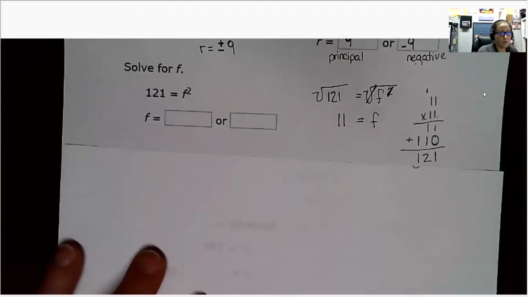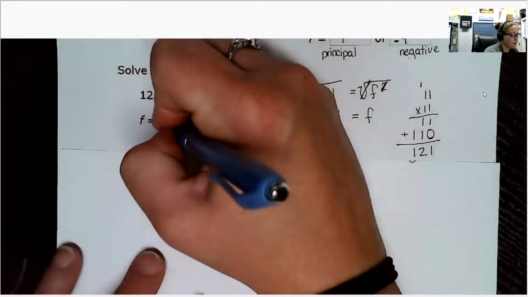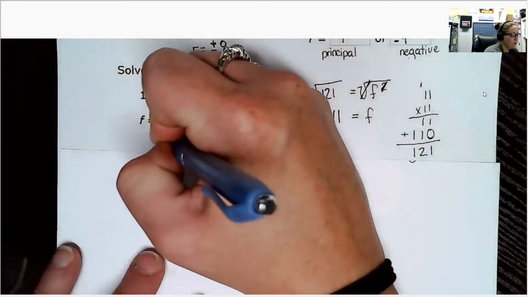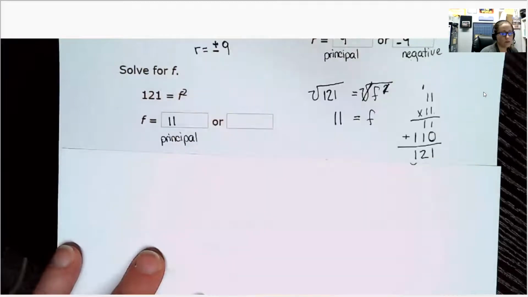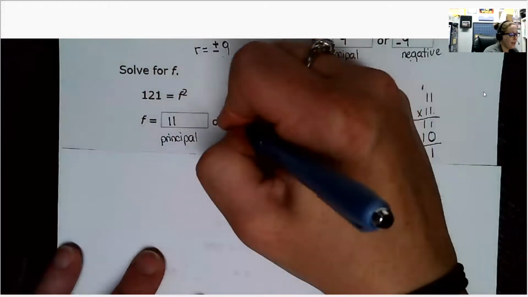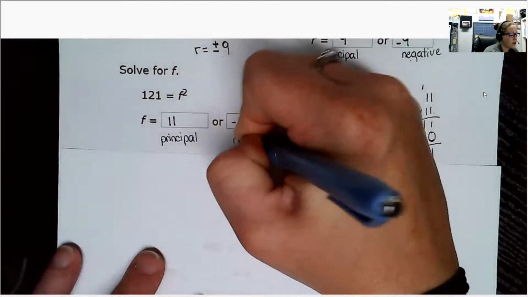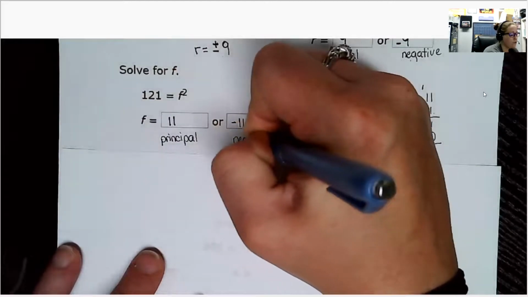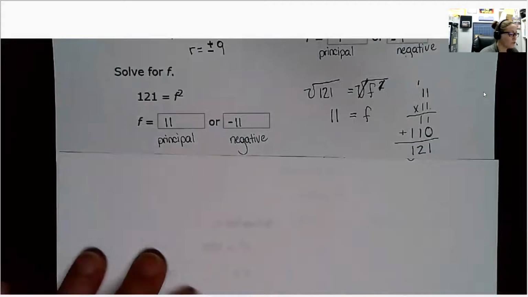Now, when we go to put this into our IXL, we want to make sure we put that positive or principal square root, and we also want to put that negative square root. You're always going to have two square roots when you're having to square the number.